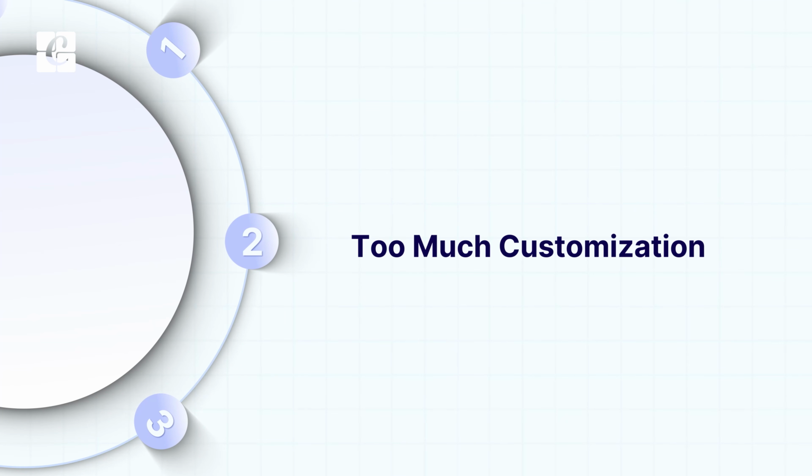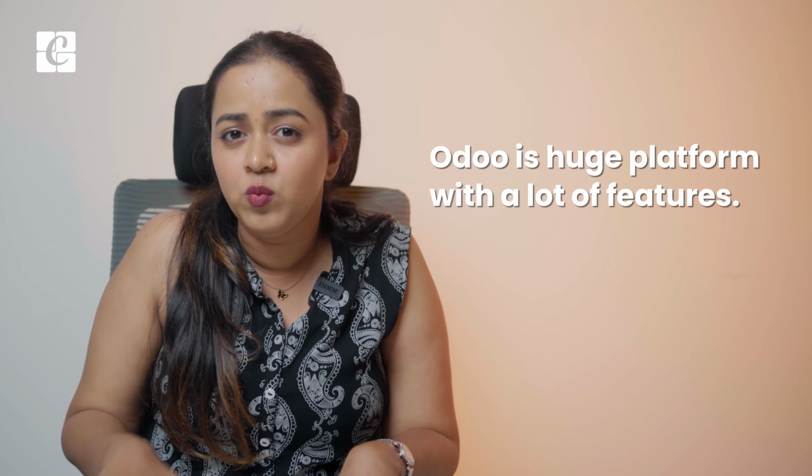The second most common mistake that those people make is making too much customization. As I said before, Odoo is a huge platform with a lot of features. If you want to know what the features are, first you have to open Odoo and figure out what is happening inside it. There are a lot of features, so I don't prefer you keep doing customization here and there. You have to be aware of what you truly need and then do the customization.